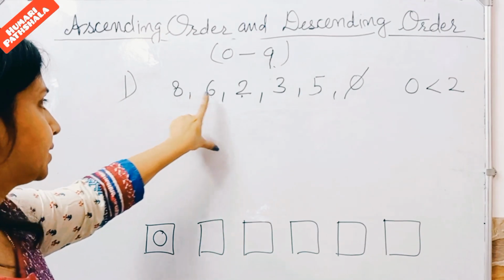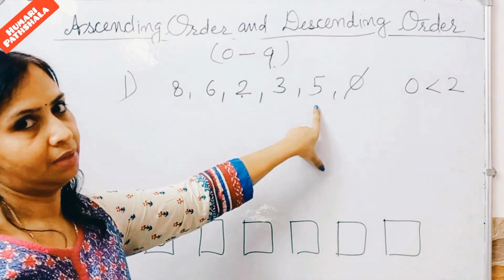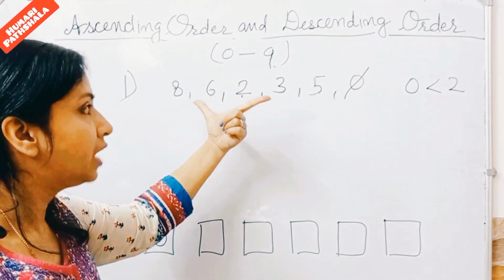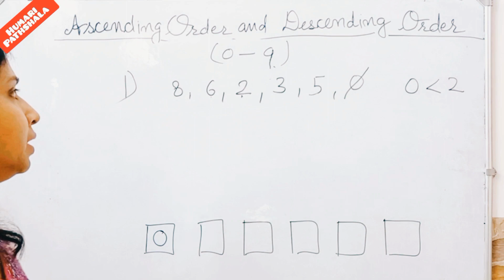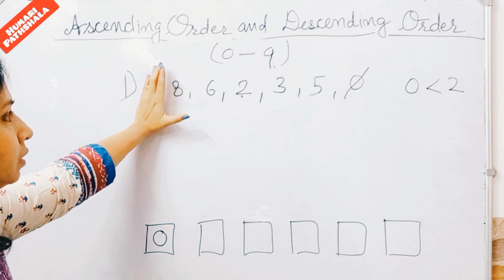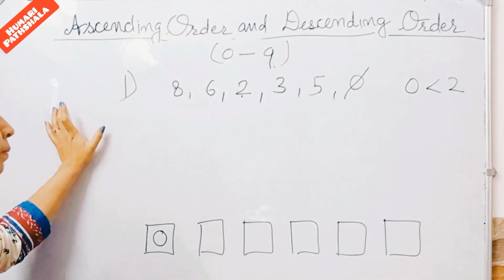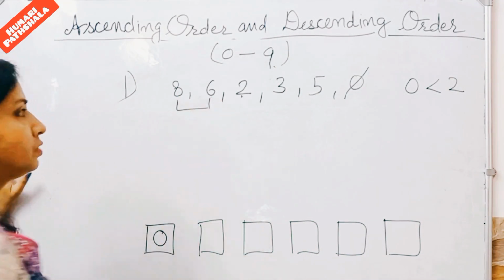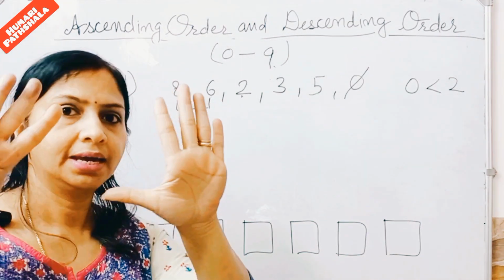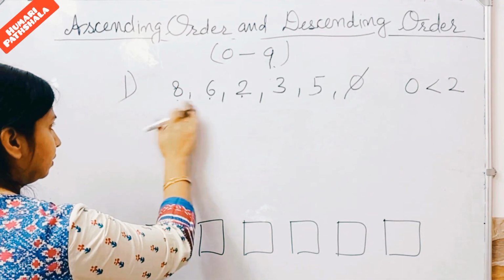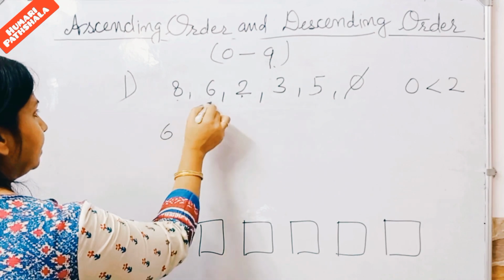These numbers, 8, 6, 2, 3, 5, are the left out numbers. Now we have to find the smallest number among these left out numbers. Compare again 8 and 6. Which one is smaller? Of course, 6 is smaller.